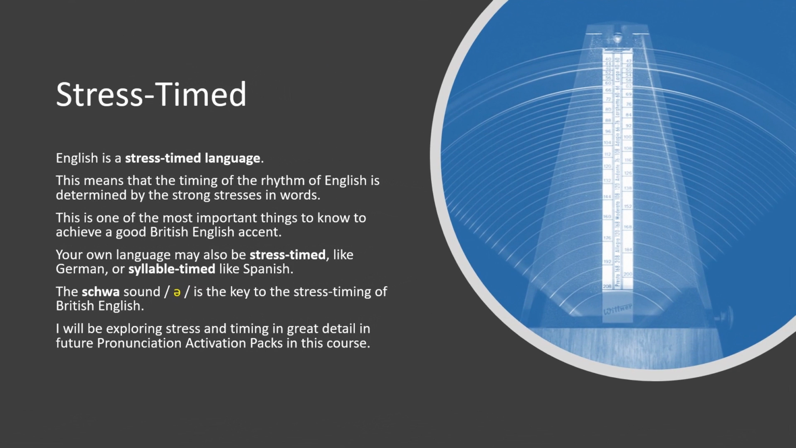Stress-timed. English is a stress-timed language. This means that the timing of the rhythm of English is determined by the strong stresses in words. This is one of the most important things to know to achieve a good British English accent. Your own language may also be stress-timed like German or syllable-timed like Spanish. The schwa sound is the key to the stress timing of British English. I'll be exploring stress and timing in great detail in future pronunciation activation packs in this course.